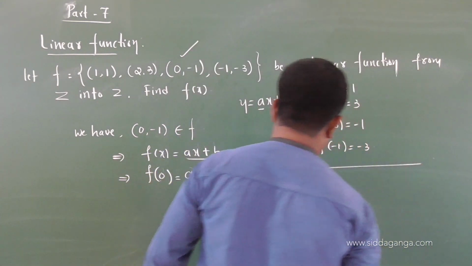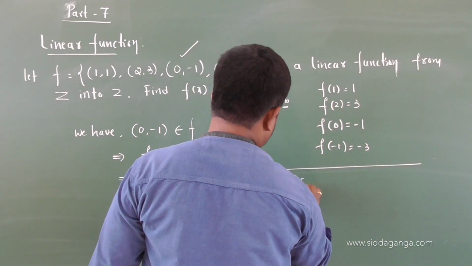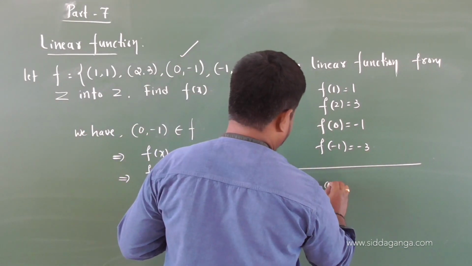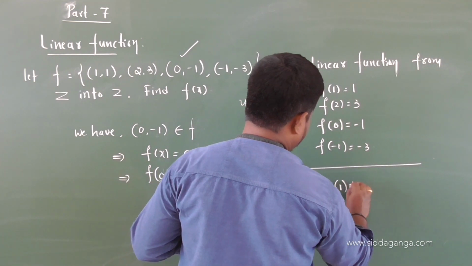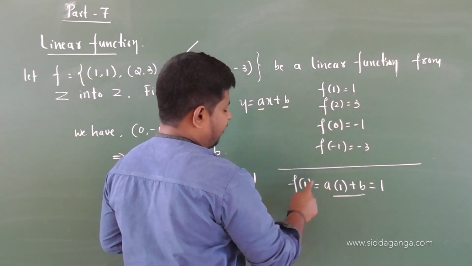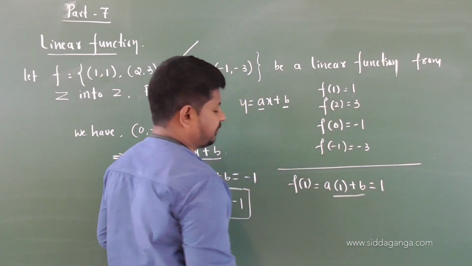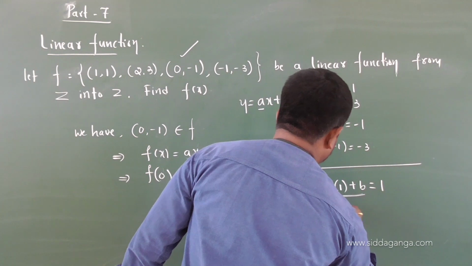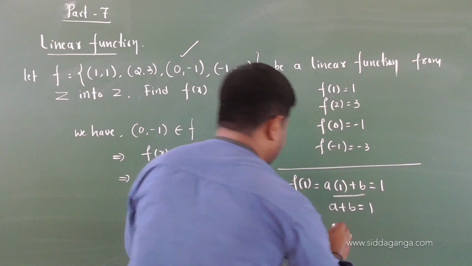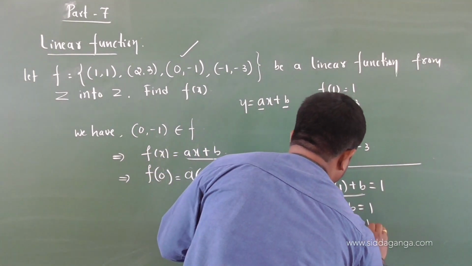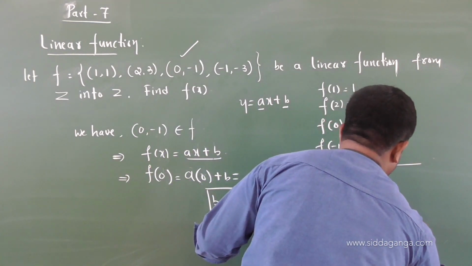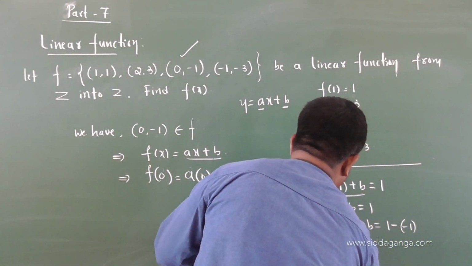So we have f of 1 is equal to ax plus b, a into 1 in place of x, plus b, and that is equal to 1. You mean when x is 1, y is also 1. When x is 1, the value of this becomes 1. So you get a plus b equal to 1. Now we have the value of b, so a equals 1 minus b, that is 1 minus (-1), so a is 2.